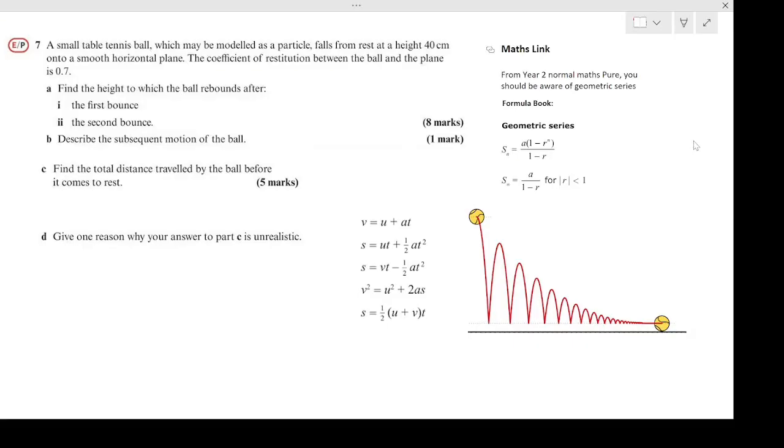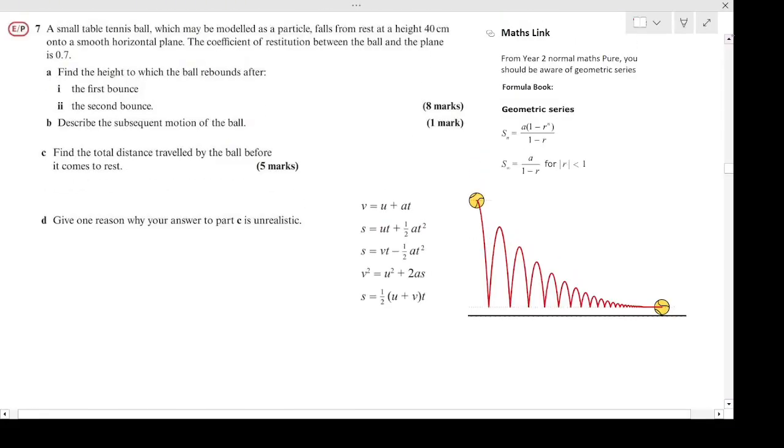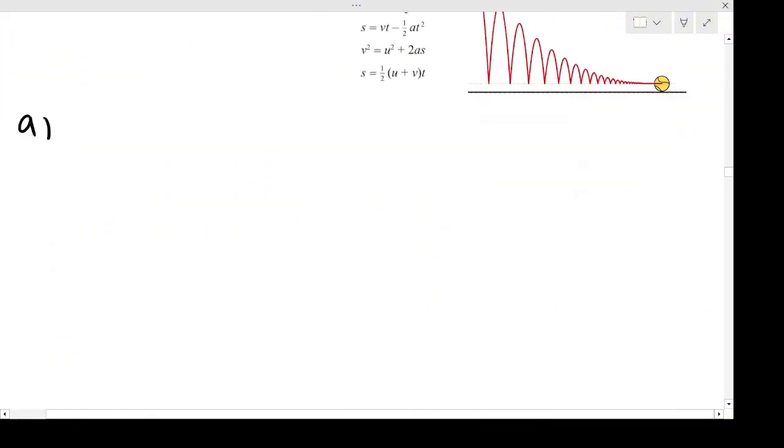So here we're told a small table tennis ball, which may be modelled as a particle, falls from rest at a height 40 centimetres onto a smooth horizontal table. The coefficient of restitution is 0.7. Find the height to which the ball rebounds after the first and second bounce. So again, we've got this situation where we've got this ball that's falling to a floor. Okay, so if we have this little ball here, then it's going to hit a floor like this.